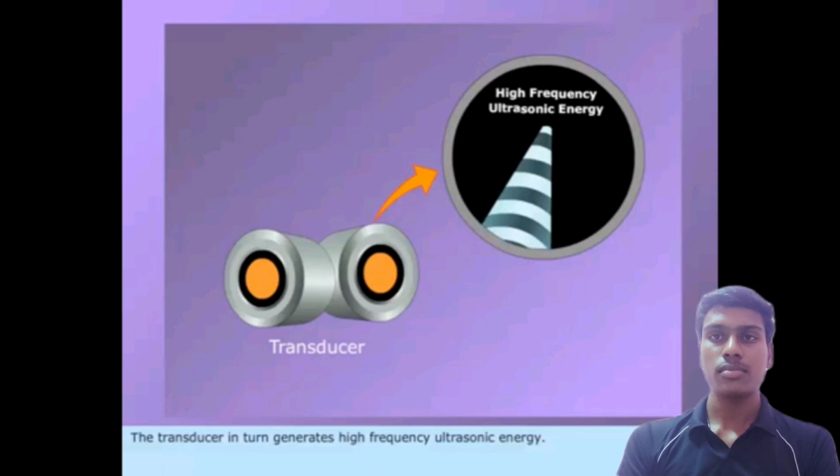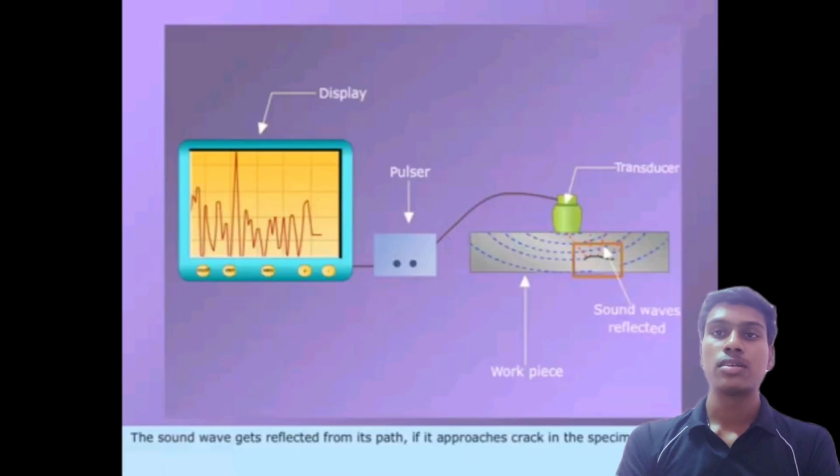So by this we are able to see on the display that if the amplitude is very high, then the size of the defect is also very high. So with the help of the amplitude, we can find out the size of that defect, and we are also able to find out the type and position of the defect in the material. In this way, ultrasonic testing is done.